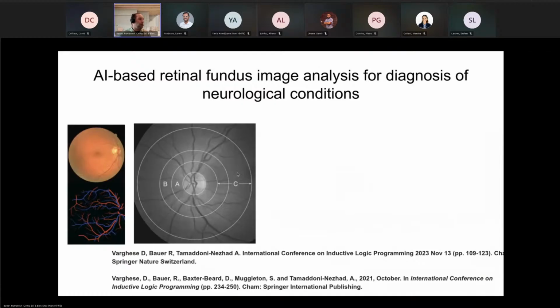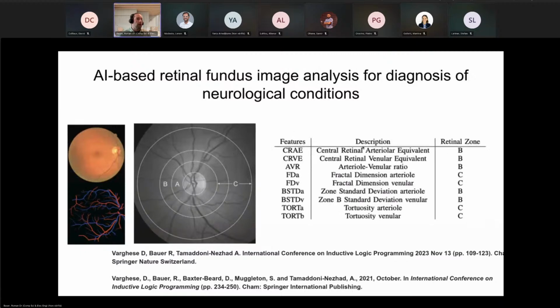Just to go a bit more into detail here, how is this done? When we have the retinal fundus image, we can construct those zones A, B, and C, and then for different zones we can extract various features. And this is all done, of course, automatically. So it's not like we need to manually designate where those zones are. Then we can extract those features, and we can use some kind of machine learning methods in order to create classifiers that diagnose conditions like neurological conditions.